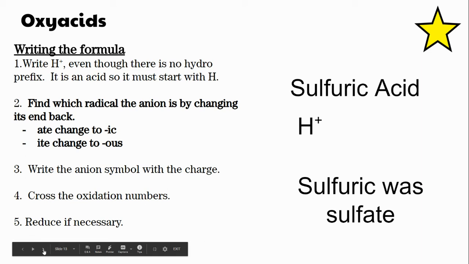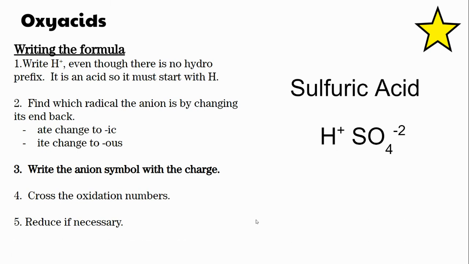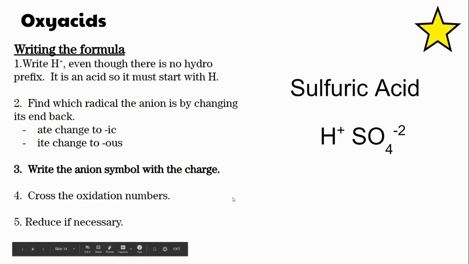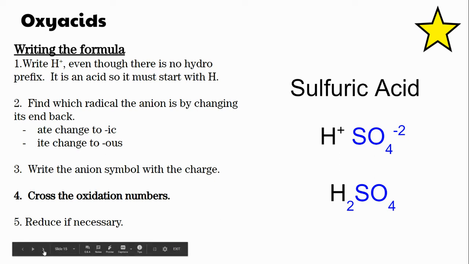So that's the next step then. Step 3 is I'm going to write the anion in the symbol. So I'm going to write the radical. SO4 2- is my radical there. So from there, then it's the same as any ionic equation that you would be creating, or formula that you'd be creating. So we're going to cross our oxidation numbers, right? The 2 from the sulfate would come down with the hydrogen. The 1 from the hydrogen would go with the sulfate, but we don't write ones. And then the last step, we would reduce the subscripts if necessary.